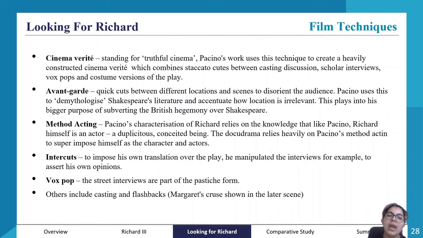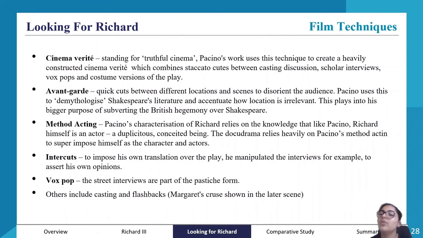Location doesn't matter. And that again plays into his bigger purpose, his bigger idea of subverting the idea that Shakespeare only belongs to the British, or Shakespeare is a British entity. He's taking that away. He's saying location doesn't matter. So it doesn't matter if you look at Shakespeare in England, in America, in Australia, it's Shakespeare. He's universal.